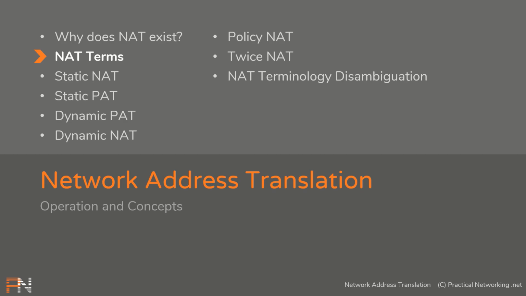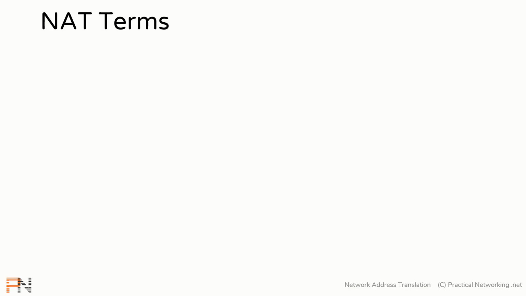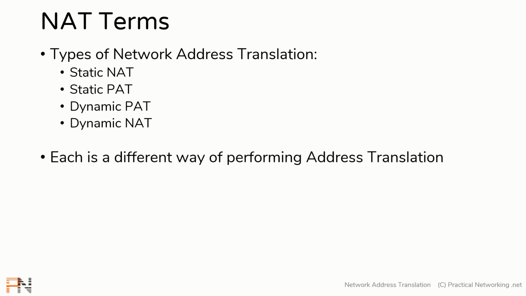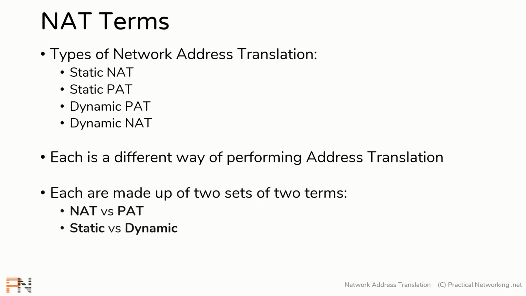In this video, we'll be discussing terminology that has to do with network address translation. If you've looked at NAT or researched NAT in any way before, you've probably come across these four words. These four words make up every different way of performing network address translation. And if you look at those words, they are made up of two different sets of two different terms. We have the words NAT and PAT, and then we have the words static versus dynamic.